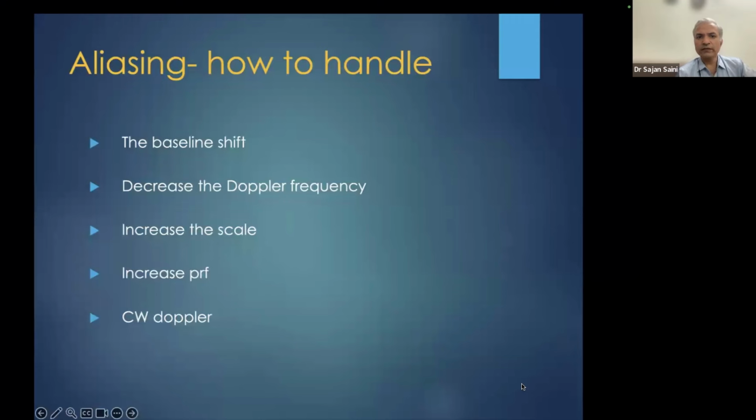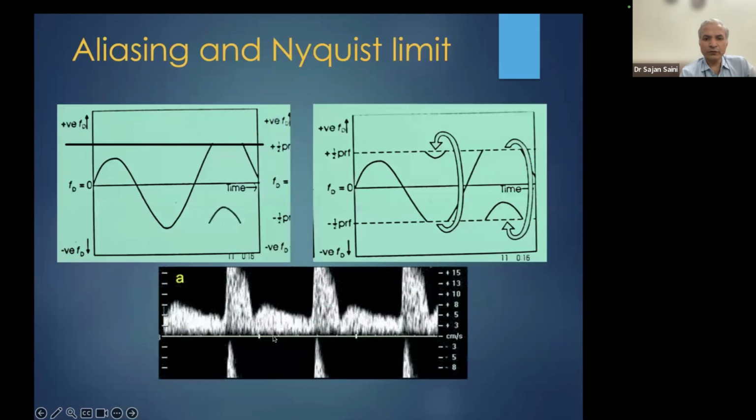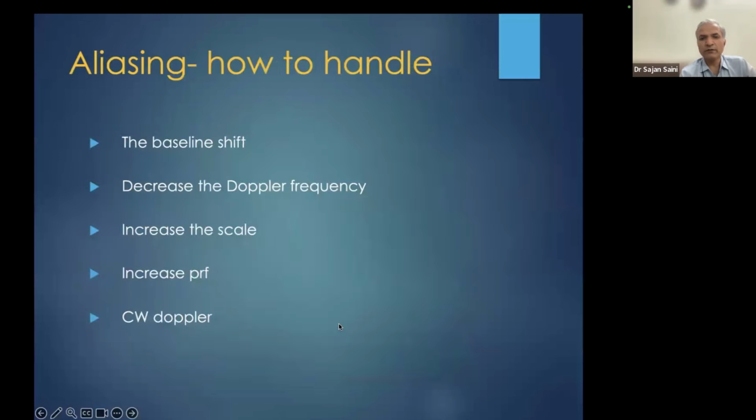So how to handle this? The simplest is that we can increase the baseline shift. So we depress the baseline down, such that this baseline comes at the bottom of the screen. Now this will start appearing on the top, and we will be able to see the full envelope.